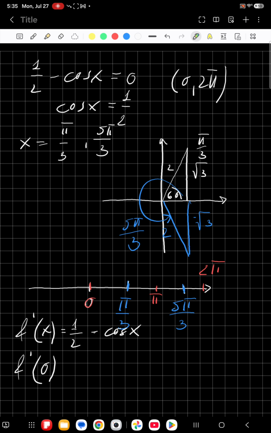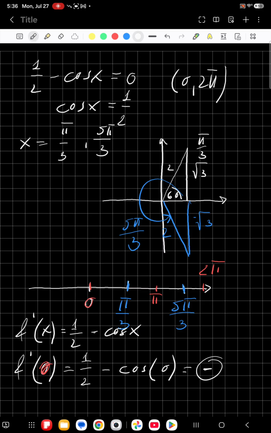So that 0 goes in here, and we're trying to figure out whether the value is positive or negative. Okay, so 1 over 2, half minus cosine of 0. I'm going to do just the first one for you. You can do the rest if you want. Okay, so cosine of 0 is 1, so half minus 1 is going to be negative.